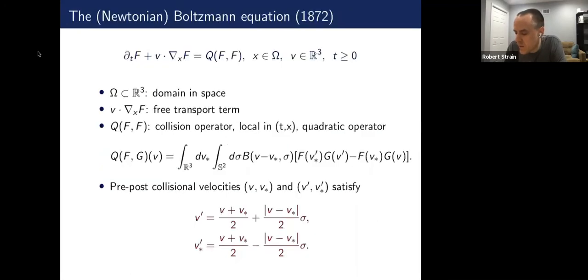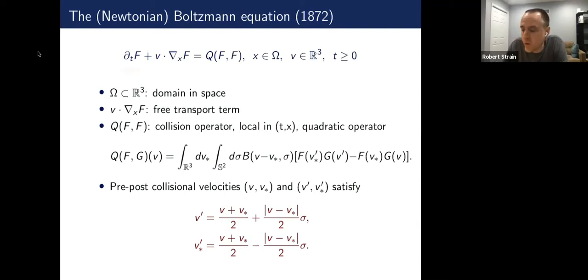But first, let me tell you about the Newtonian Boltzmann equation. I put 1872 here, but it depends on the date that you give for the derivation of the equation. And so you have ∂_t f + v · ∇_x f = Q(f,f).